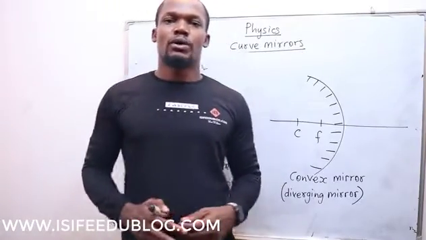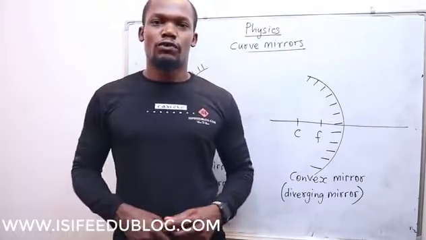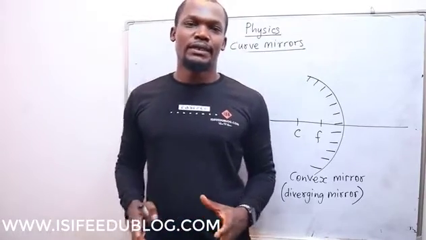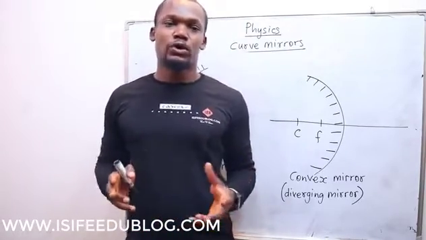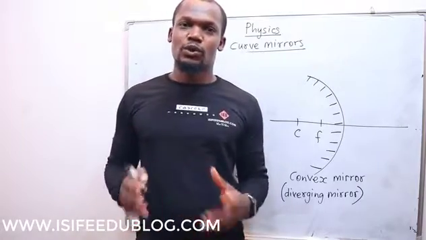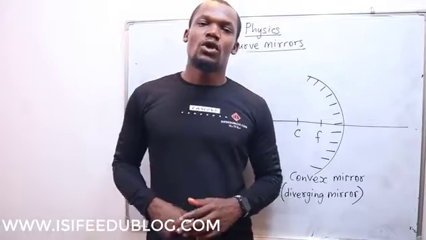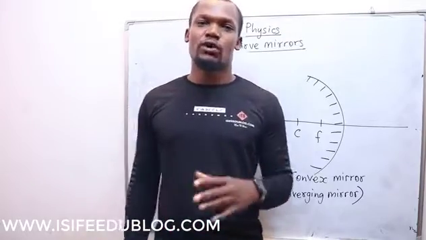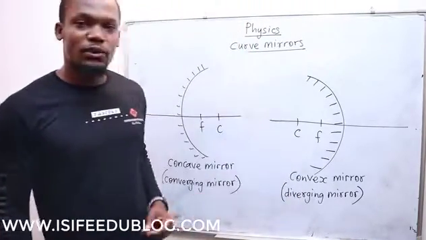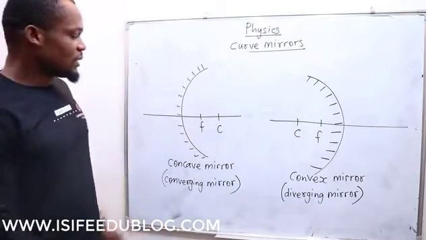Okay, welcome back. So what is a curve mirror? A curve mirror is a spherical mirror or a spherical glass that is coated with silver. We have two types of curve mirrors. We have the concave mirror and the convex mirror. Let us take a look at this. This is a concave mirror.